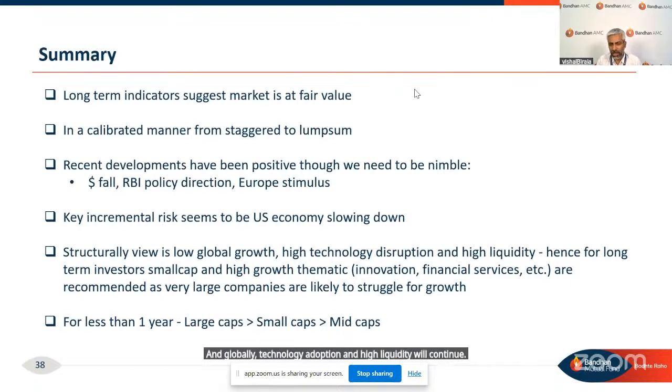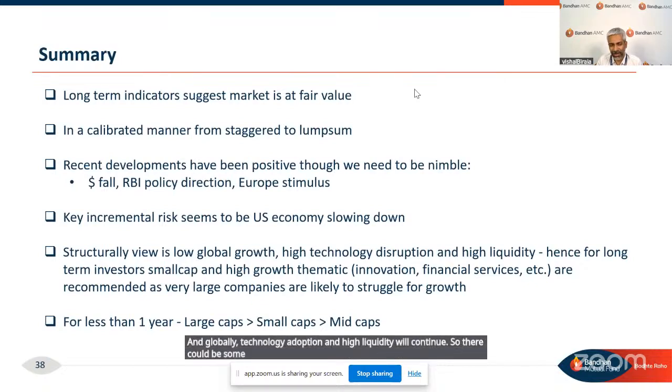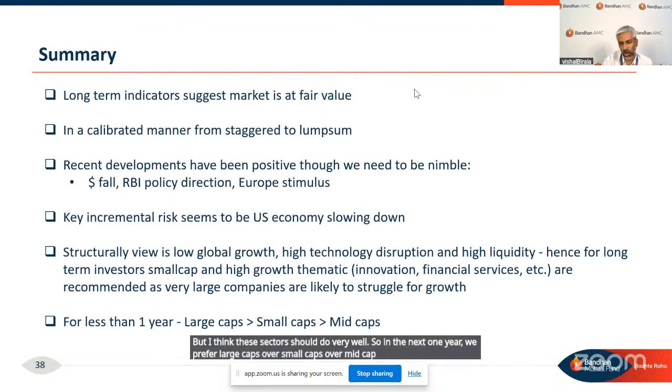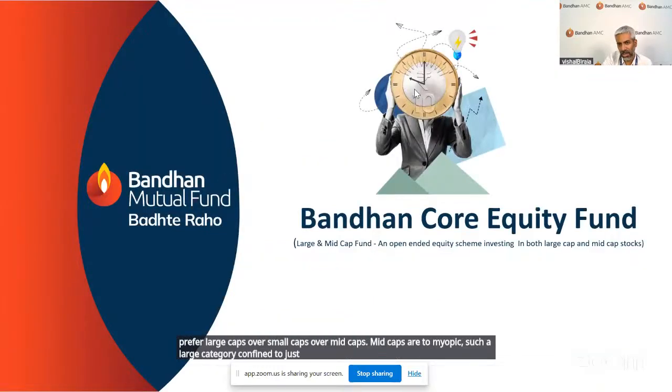So there could be some jitteriness for people to buy high-end consumption and IT, but I think these sectors should do very well. So in the next 1 year, we prefer large caps over small caps over mid caps. Mid caps are too myopic. Such a large category confined to just 150 stocks, that's a problem.